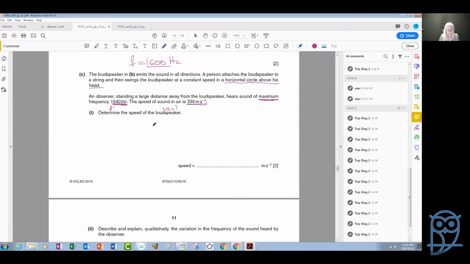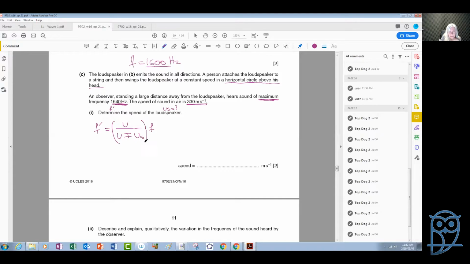Now, when we need to apply the famous formula that we use in the Doppler effect, the frequency that the observer receives, the apparent frequency, is the actual frequency times the speed of sound divided by the speed of sound, and here it's either plus or minus the speed of the source.